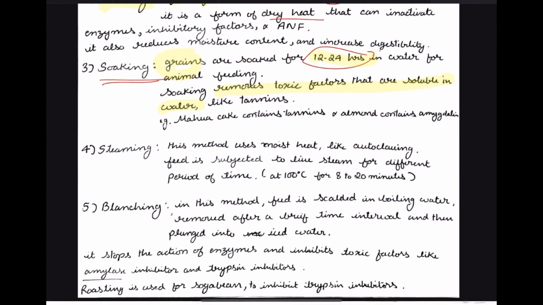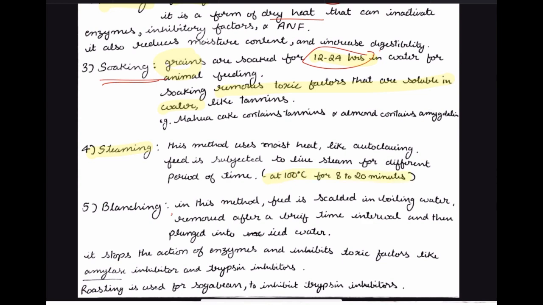Okay, then steaming. Steaming uses moist heat, basically steam. It acts like autoclaving. The only thing that is different is pressure. In autoclaving, we have pressure. In steaming, we don't use pressure. Okay, the temperature is 100 degrees Celsius for 8 to 20 minutes.